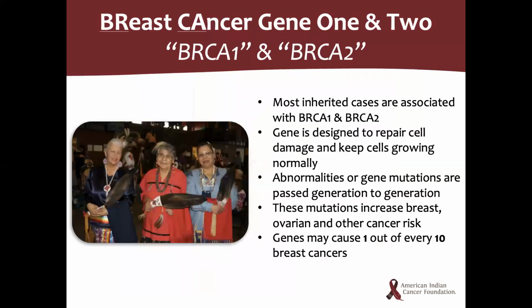And most people that have developed breast cancer didn't inherit an abnormal breast cancer gene, and they typically have no family history of it. But if a person does have an inherited case of breast cancer, most are associated with the breast cancer gene 1 and 2, or BRCA1 and 2. This gene is designed to repair cell damage and keep cells growing normal. But abnormalities or gene mutations can be passed from generation to generation. And these mutations can increase breast, ovarian, and other cancer risk.